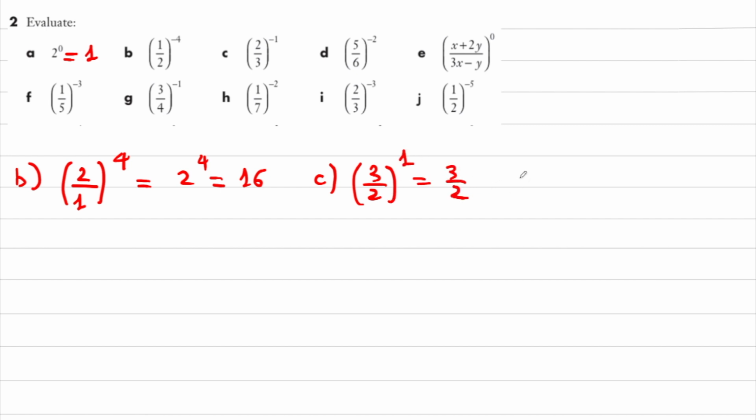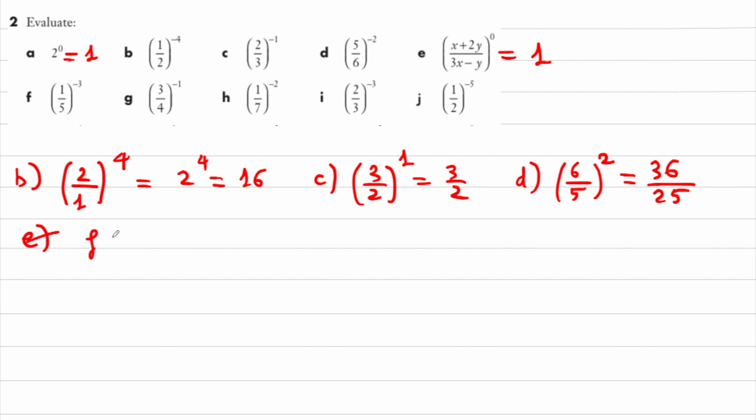This will be still here. Question D, 5 over 6 square. So reciprocal, you got 6 over 5, and you got square here. This means 36 over 25. Question E is very easy. Equal to 1 because the power number is 0. So how about F? You will have 5 over 1 and 3 here.